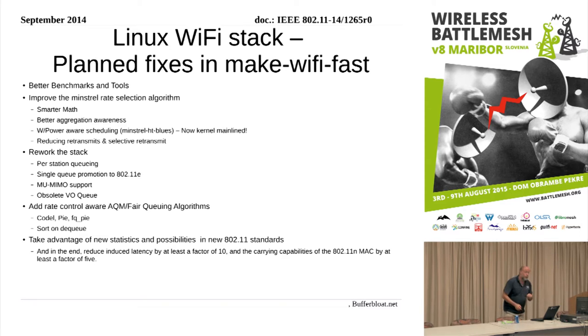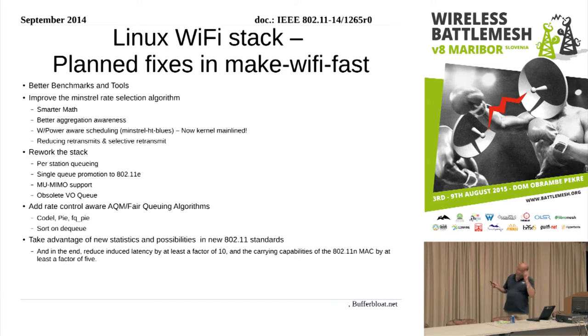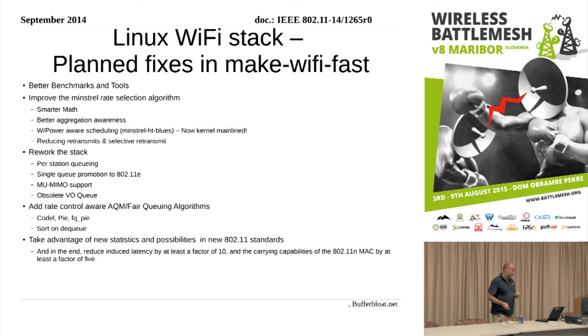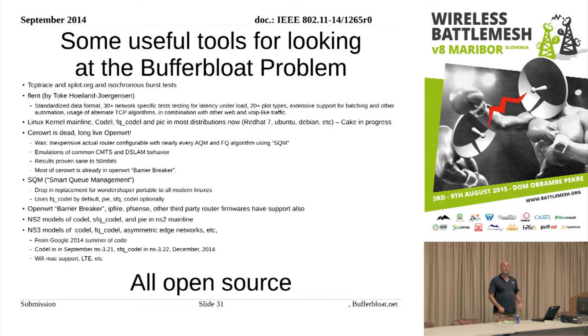So we started looking at each aspect of the Wi-Fi stack. First up is the improvement to the Minstrel rate selection algorithm. And I have to look at my list here. We're going to try to rework the stack to do per-station queuing and deal with 802.11e a bit better. And once we have those two basics in play, and a basic proof of concept, we should be able to show that multi-station improvements, order of magnitude improvement in both performance and latency in that case. And then we can start adding in these really nifty new algorithms.